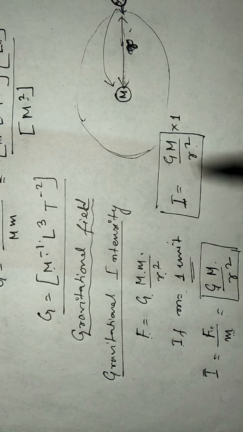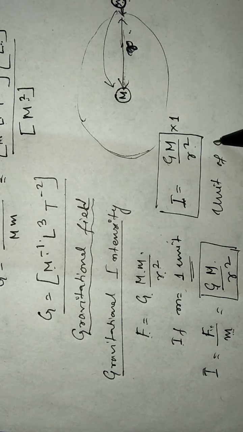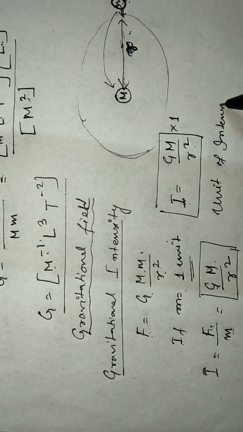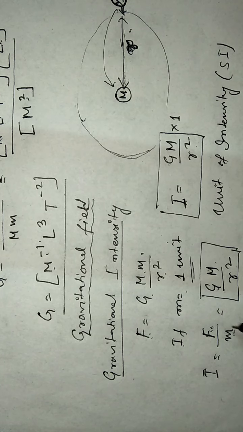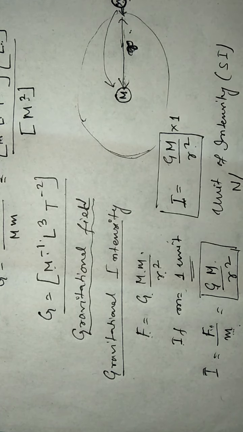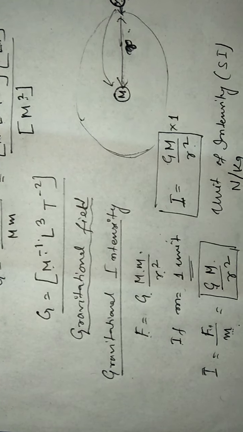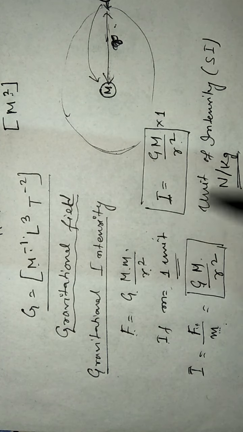So what will be the unit of intensity? What will be the SI unit of intensity? Now immediately you can find it from here. It will be newtons per kg. So newtons per kg will be the SI unit of gravitational intensity.